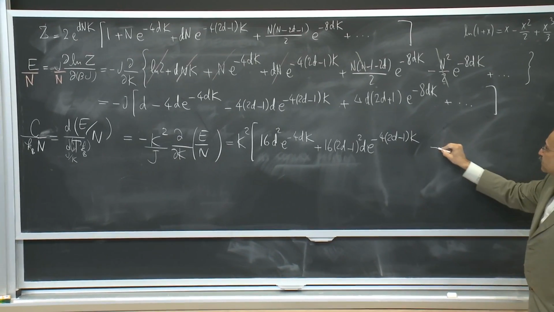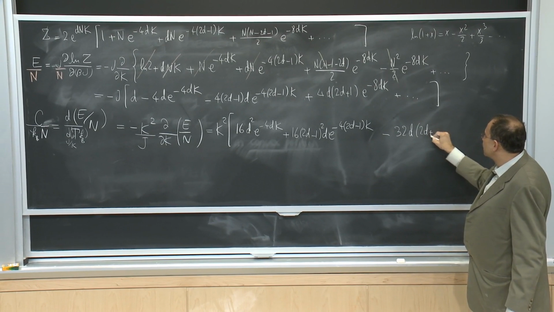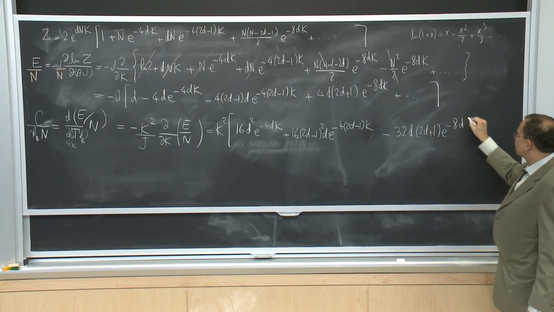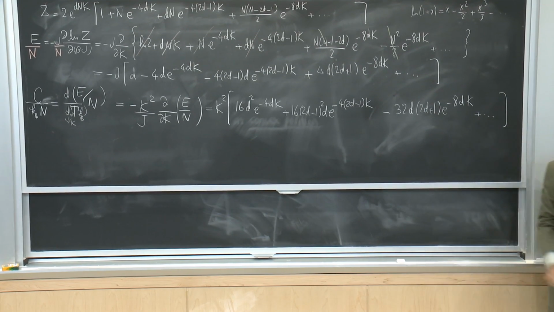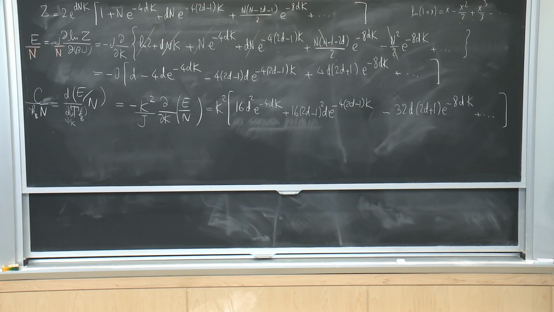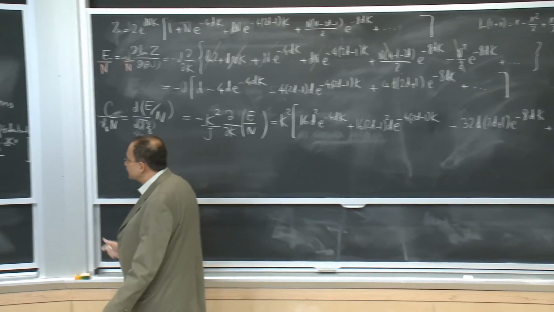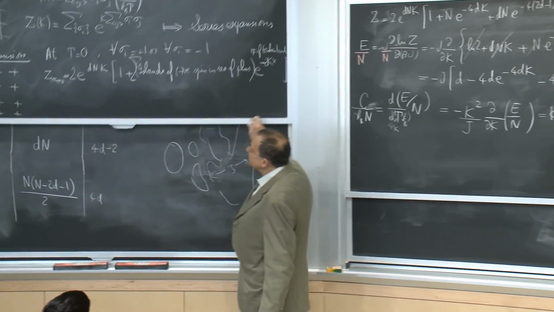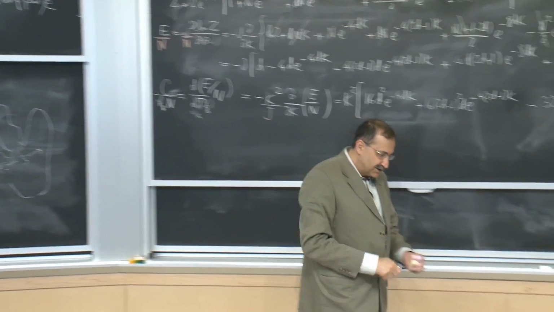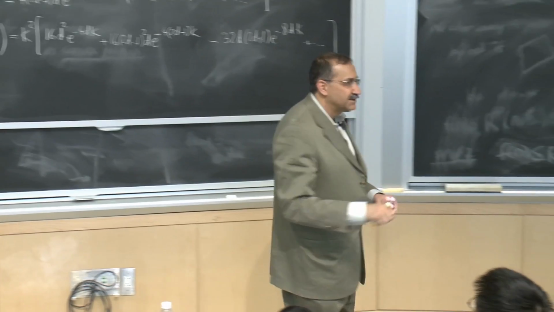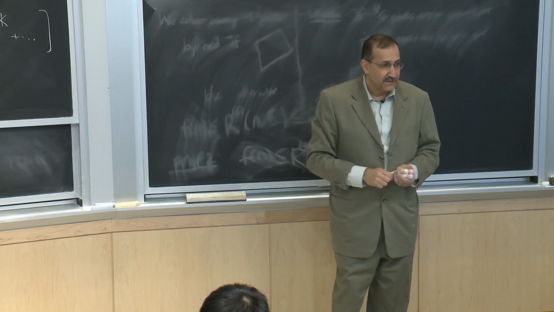And from here, I would get minus 32d, 2d plus 1 e to the minus 8 dk, and then so forth. Okay? So you can see that this is something that is a kind of mechanical process that in the 40s and 50s, without even need for big computers, people could sit down and draw excitations, write these terms, and go to higher and higher order terms in this series.